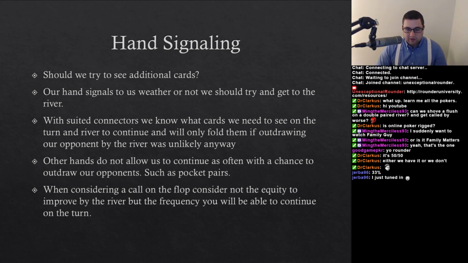When considering a call on the flop, consider not the equity to improve by the river, but the frequency you'll be able to continue on the turn. So again, take that pocket pair example versus a suited connector example that maybe has some backdoor draws. If you catch one of those draws, you'll usually be able to continue with your suited connector. But unless you hit a set on the turn, your pocket pair is going to be really hard to realize any more equity with. You're probably going to have to fold. So that's the type of thing you want to think about when you talk about hand signaling and deciding whether or not you want to continue. I got two pretty good examples here, so let's go over those.